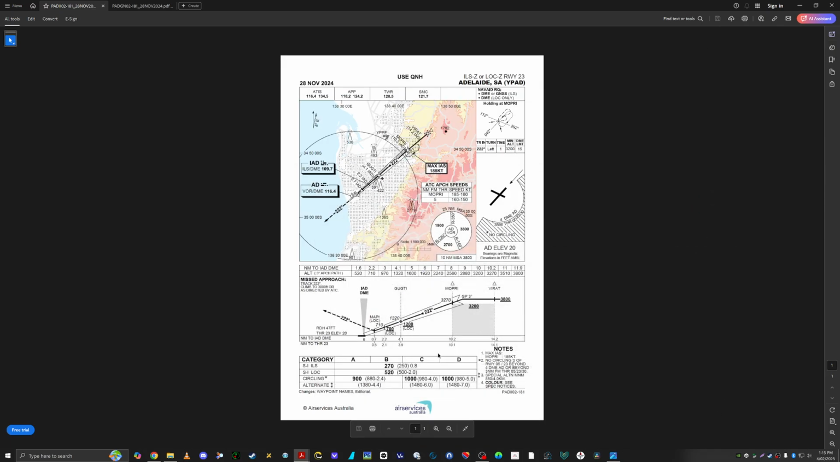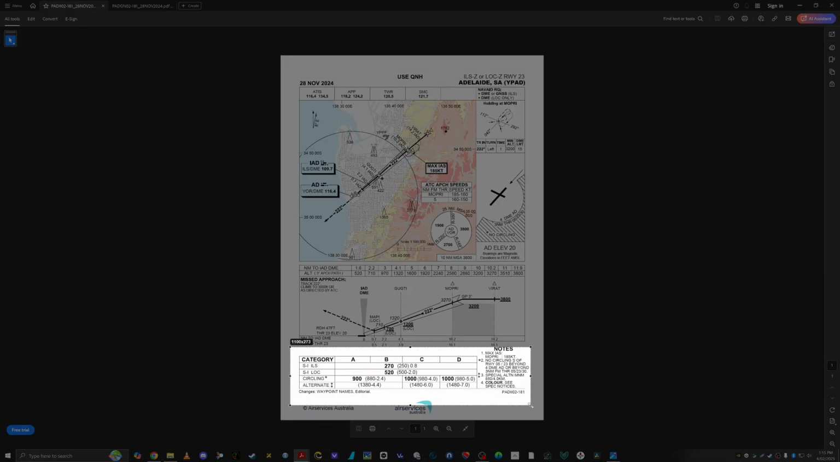So having said that, what do all these numbers mean? You can see 270 and then 250 and 0.08. What does that mean?